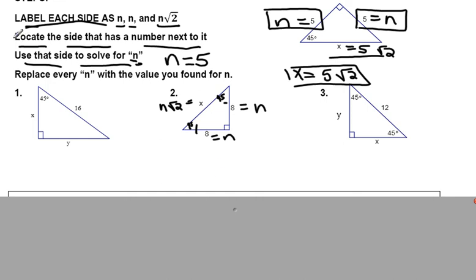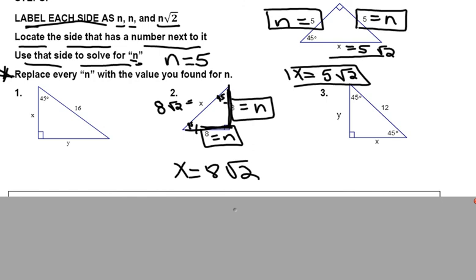Our next step is to locate the side that has a number next to it. So our side that has a number next to it is 8, and also 8. Use that side to solve for n. So our goal is to get it to say n equals. And in this case, it already says n equals 8. So now, last step, we replace every n that we've put down in our problem with the value that we found for n. So everywhere we see an n, we erase it and replace it with the value we found for n, which is 8. So in this problem, x is equal to 8 times the square root of 2.